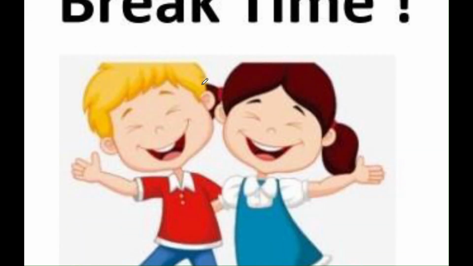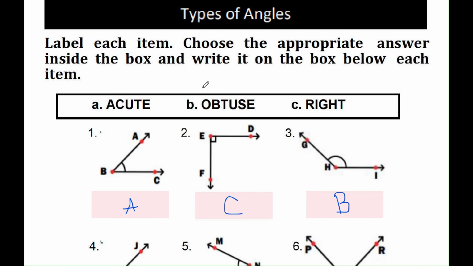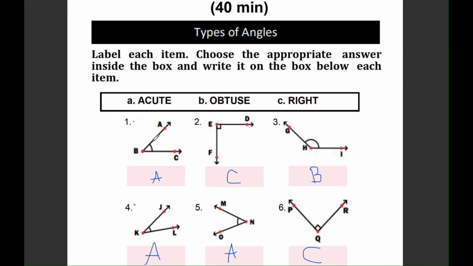Let's move on to our math section. Question number 1. Types of angles number 1, blank, classify the angle. Your options are A, acute, B, obtuse, C, right. To classify this angle, let's consider why it might not be B or C.